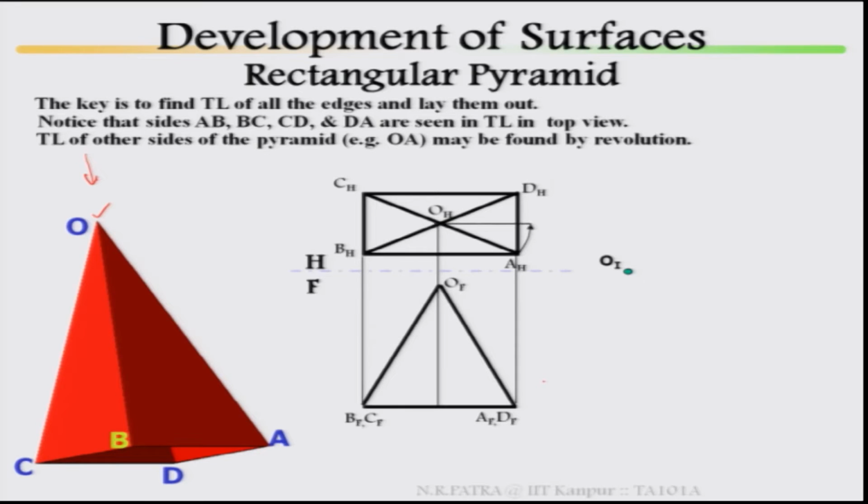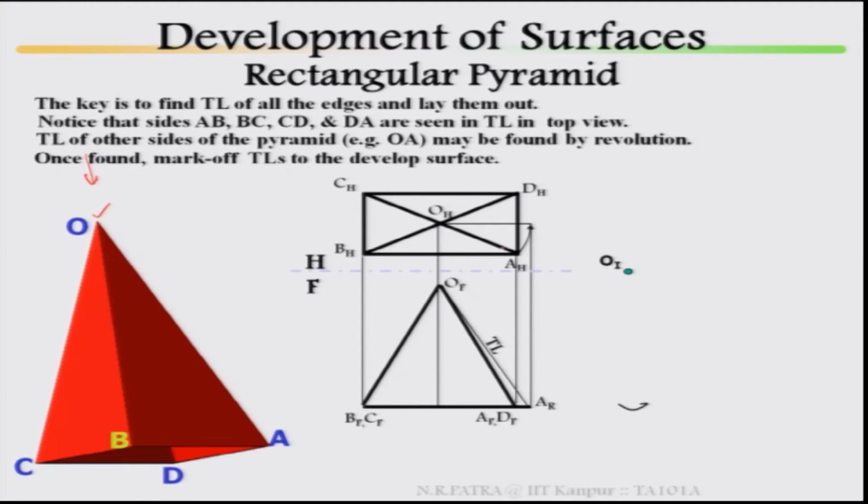Once it has been rotated, this line will be parallel to your hinge line, then project it back, then join AR. So, this is your true length of line OA. Now, considering O as this, mark the true length on the developed surface, then join it, and you find your OA1, this is your true length.